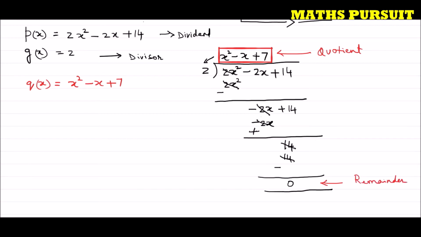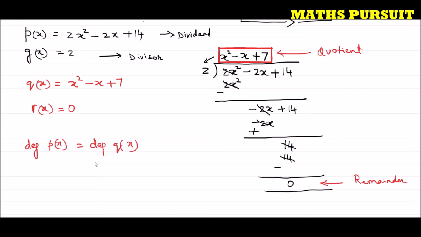So I'm representing those things here, qx, and I can write rx is equal to 0. Now guys, the question asked us two things. One, the degree of px should be equal to the degree of qx.